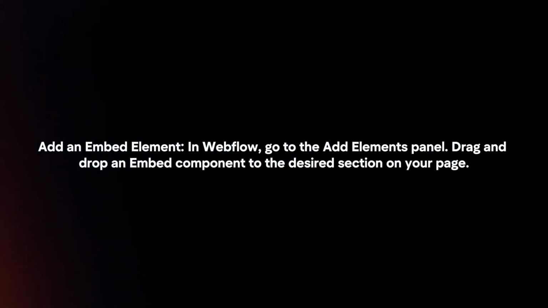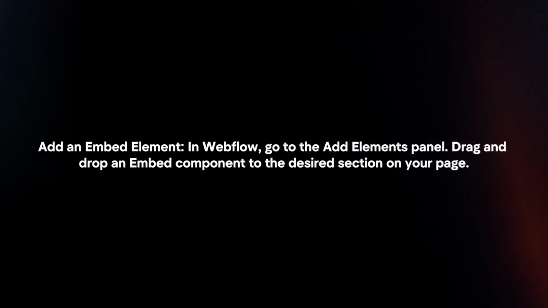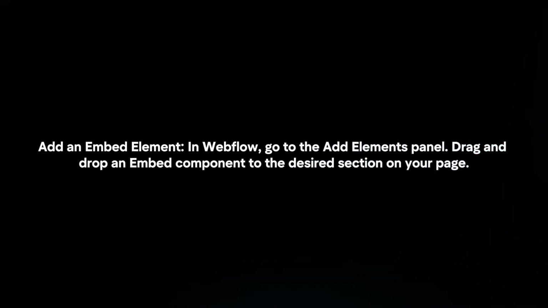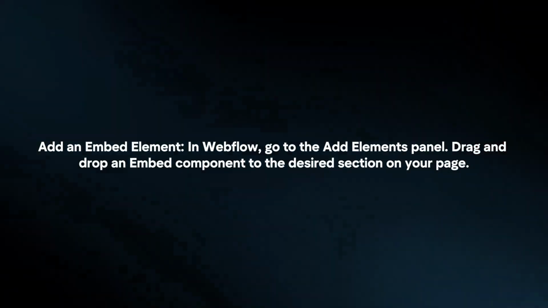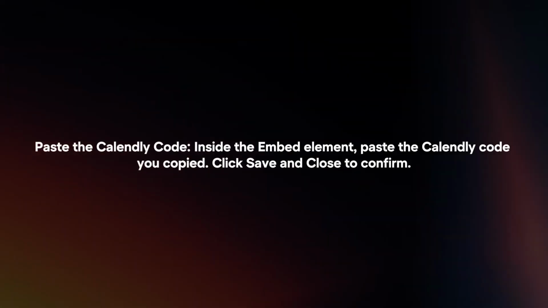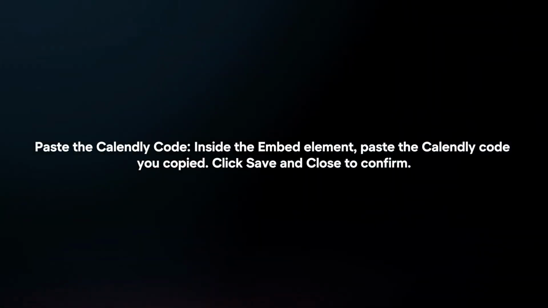Add an embed element. In Webflow, go to the Add Elements panel. Drag and drop an embed component to the desired section on your page. Paste the Calendly code. Inside the embed element, paste the Calendly code you copied. Click Save and Close to confirm.